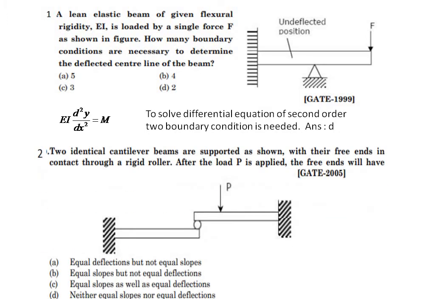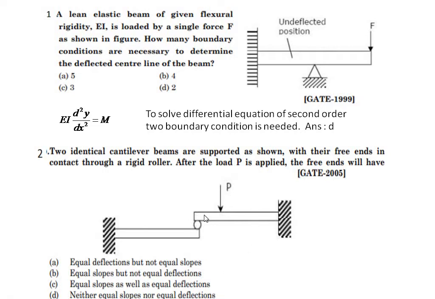So this is the next problem. Two identical cantilever beams are supported as shown with their free ends in contact through a rigid roller. After the load P is applied, the free ends will have: so we have two identical cantilever beams, one on the right side and another on the left side, and we have a roller here. The options are: equal deflections but not equal slopes; equal slope but not equal deflections; equal slope as well as equal deflections; neither equal slopes nor equal deflection.